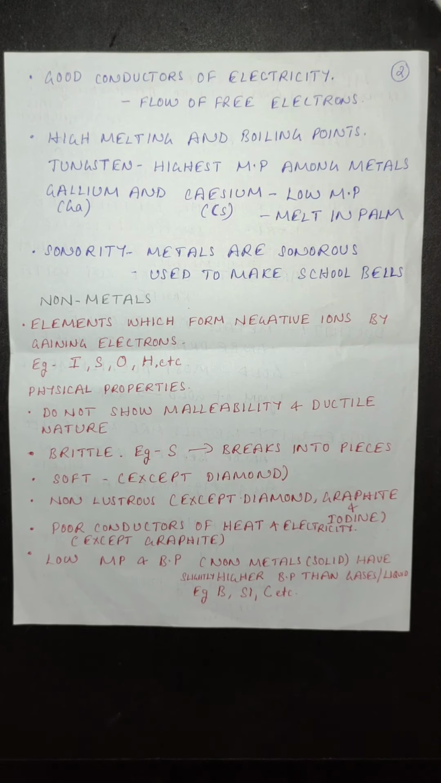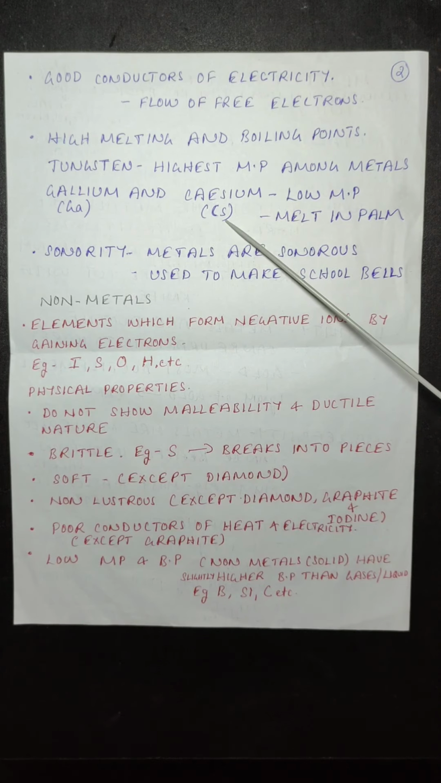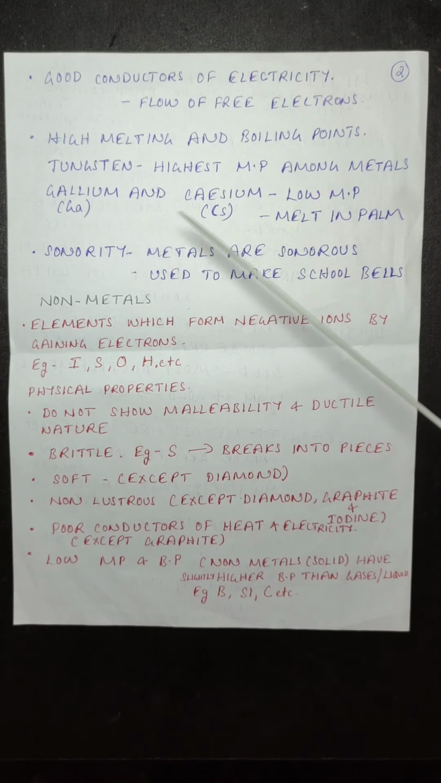Do you know tungsten is the metal with the highest melting point among all the metals? The symbol of tungsten is W. Then gallium and cesium have low melting points. If you place gallium and cesium on your palm, gallium is Ga, cesium is Cs, at our body temperature itself they will start melting. So if they ask you to name the metals which can melt at our body temperature, your answer should be gallium and cesium. Even if they ask which metal will start melting when placed on our palm, your answer should be gallium and cesium.